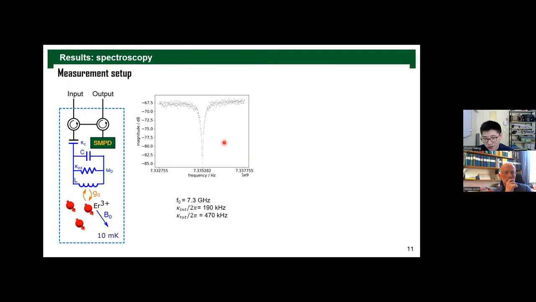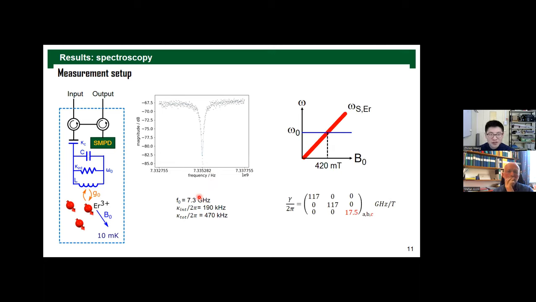We can see from this reflection measurement that the resonator has a frequency of 7.3 gigahertz and the total linewidth or loss around 500 kilohertz. It is roughly in the critical coupling regime. And then we can start to apply some magnetic field. Once we bring the field, we can tune the transition frequency of spins in resonance with the resonator. Based on this gyromagnetic ratio along the C-axis, we know the frequency and we know this gamma, then we can calculate it for erbium. We're expecting it to appear at 420 millitesla.